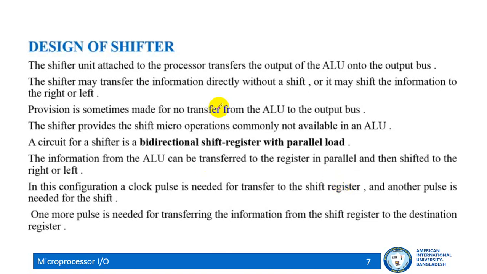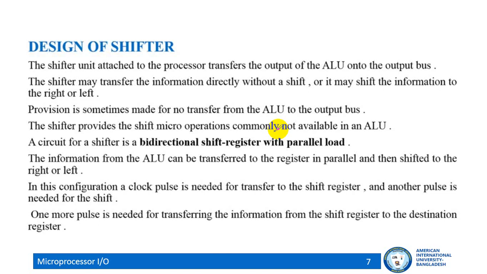Look at over here. The shifter unit attached to the processor transfers the output of the ALU onto the output bus. The shifter may transfer the information directly without a shift, or it may shift the information to the left or right. Provision is sometimes made for no transfer from the ALU to the output bus. The shifter provides the shift microoperations commonly not available in the ALU.